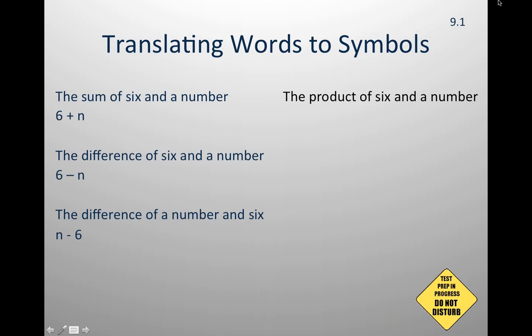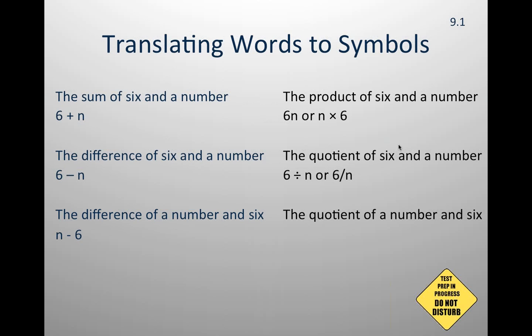The product of 6 and 9, we can put them in either order, it doesn't matter. The quotient of 6 and a number, the order has to be the correct order, which is going to be 6 divided by n.